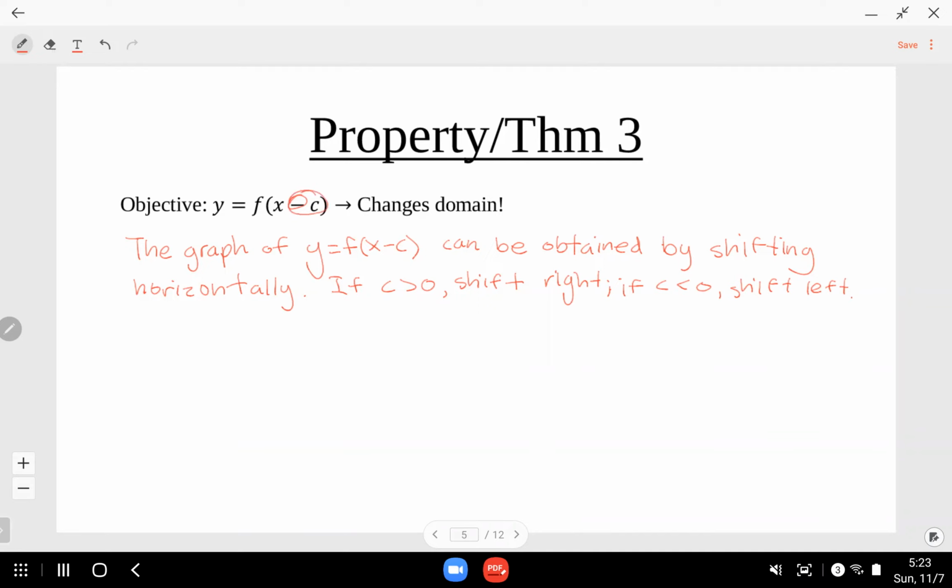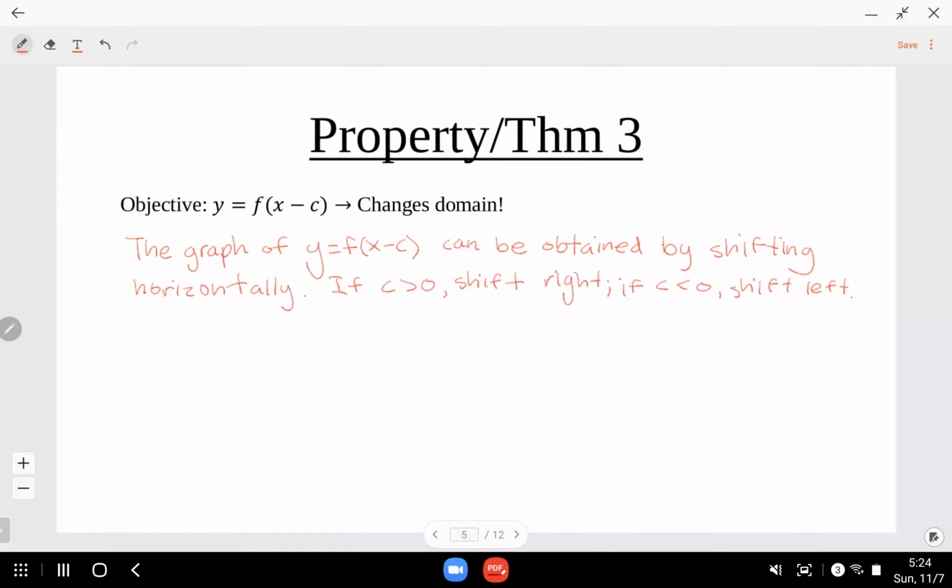But what if we had plus c and we assume c is a positive number? Then that would be shift left. So plus something is shift left, minus something is shift right, unless c is a negative number. Make sure you understand that f of x minus 2 shifts right, f of x plus 2 shifts left. It's kind of weird here, but that's how it is. If you change the domain.